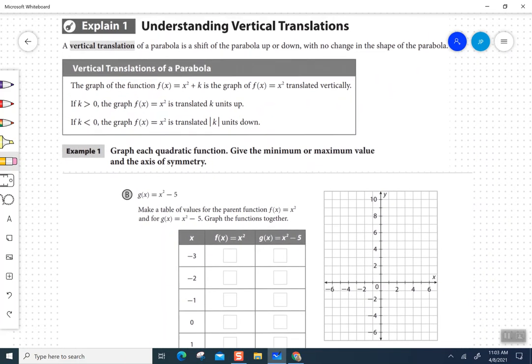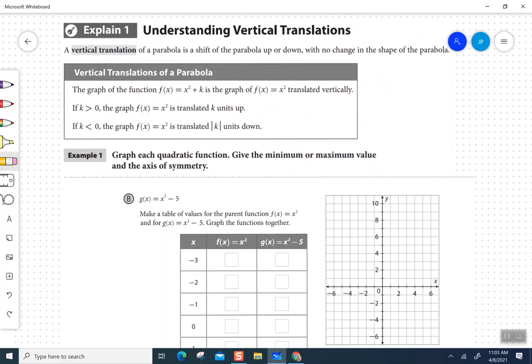All right, students, this is going to be the example 1, problem B from lesson 19.2. So in this example, we're going to graph two different functions. The first one's the parent function. The second one is g of x equals x squared minus 5.